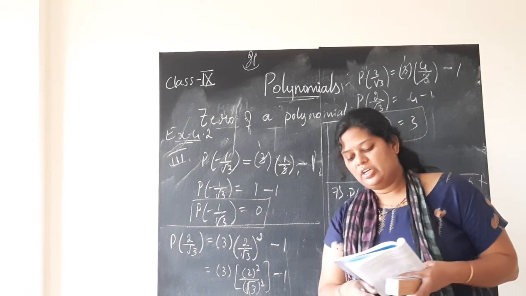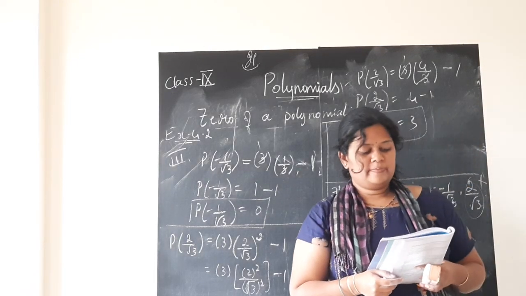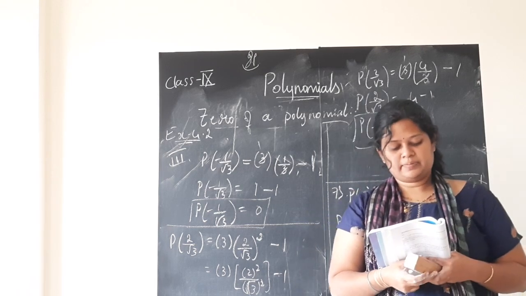The 8th one is very easy, children. In place of x, you substitute half and simplify. That's all. So that is about the 3rd main.